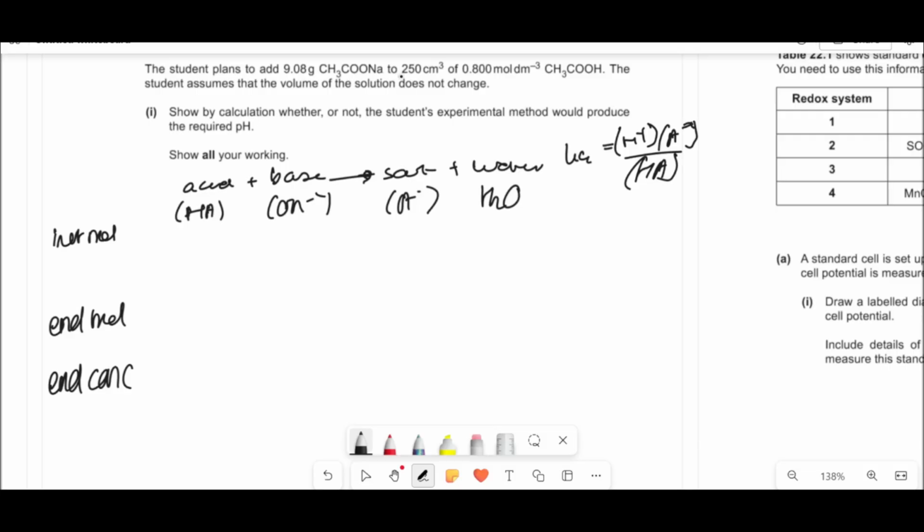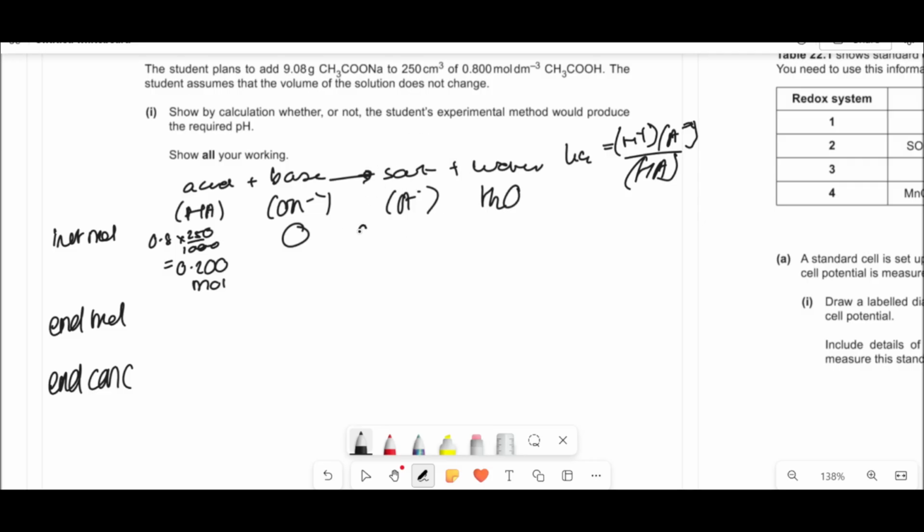So initially, we have this much ethanoic acid, which is our HA. So the initial moles of ethanoic acid is going to be 0.8 times 250 over 1,000. If we do that, we get 0.200 moles. Are we adding any bases? There is no base being added here. There's no OH, so that's 0. Next, in this mixture, do we have salt? Yes, we do. We have 9.8 grams.